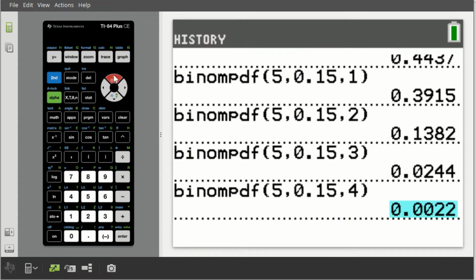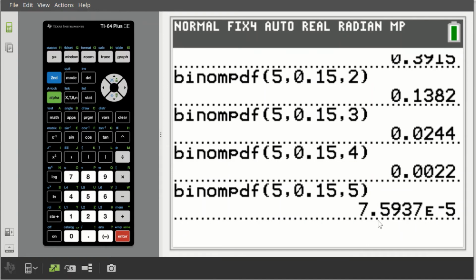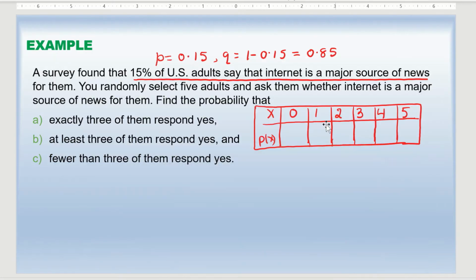And if we go to the last one, exactly 5 of them, or all 5 of them, say the internet is the source of news. That's kind of unlikely, but let's see. Okay, we got 7.5937 e to the negative 5. The meaning of that is 0.0000, and then in the 5th place you have 7. And when you round this 75937, that should be 6. So we can write this number in our probability table here and complete that table. Okay, so this is our probability distribution.